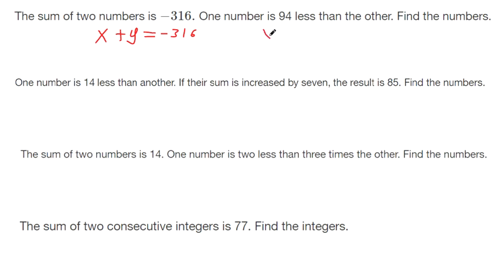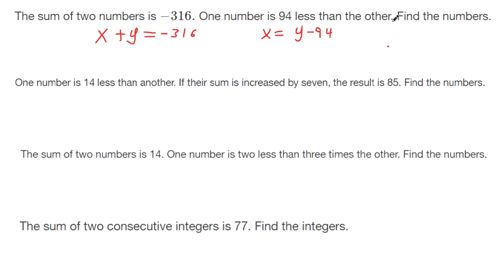And then one of the numbers is 94 less than the other number. You could have said y equals x minus 94. That's the same thing. But that's how we can write one number is 94 less than the other one. We take the 94 away from y. It's got to be written like that, not 94 minus y. That won't give you the right answer.